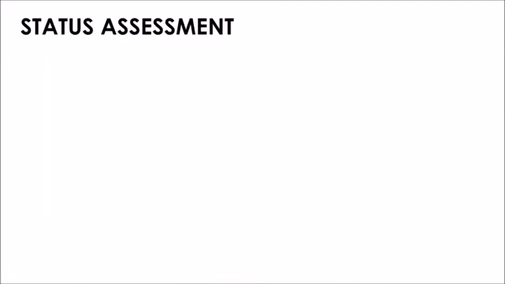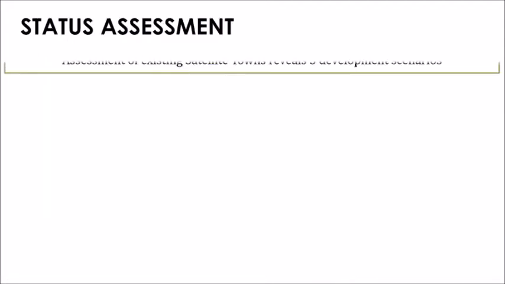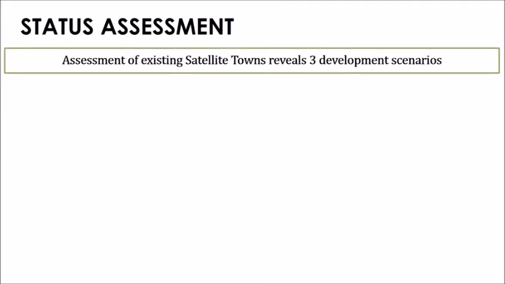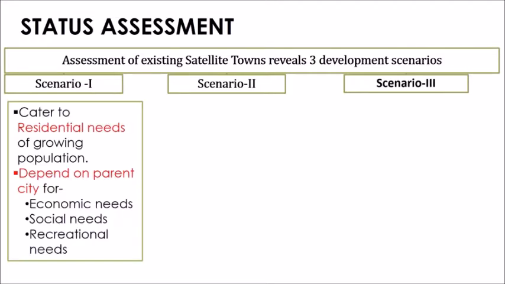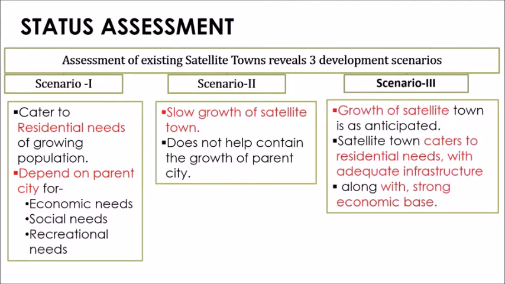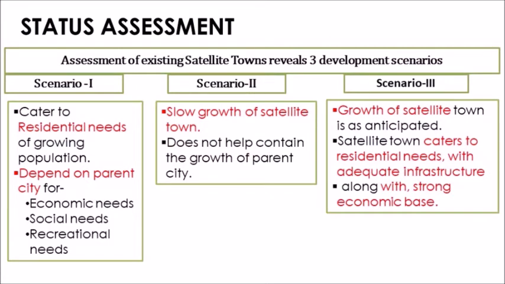We come to the three case studies pertaining to satellite towns. The first scenario is where the satellite towns depend on the parent city for economic needs, social needs, and recreational needs, but cater to the residential needs of the growing population. Panchkula Mohali, with Chandigarh as the parent city, is a case to prove the point.